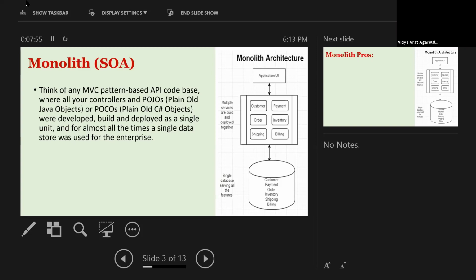Now there is another term called POJO. POJO is plain old Java objects. And then there is another one, POCO, that is plain old C# objects. Now this is terminology related to the MVC pattern. So rather than going with the text and definition there, let's look at the diagram. This is the diagram I built by myself on draw.io. It's an open website, you can draw diagrams there.